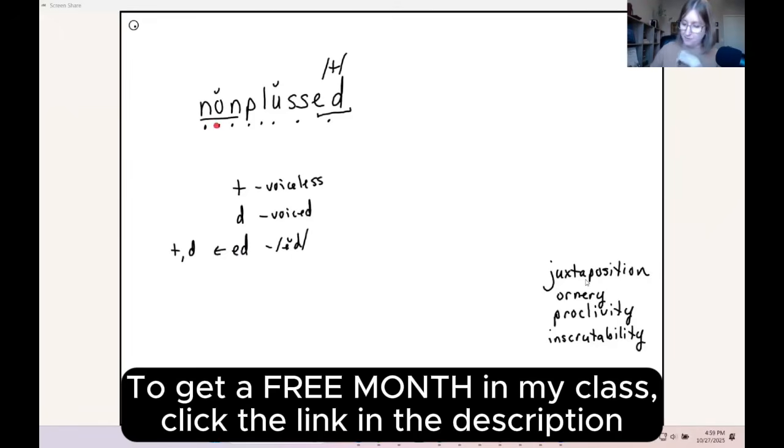So we have nonplussed. Nonplussed. That ed is saying t because the letter before it is voiceless. Just for fun, what would that word have said if there was only one S in it? If there was only one S, now that U has to be long. It has to say its name, and it would say nonplused. Nonplussed. So that's why there are two S's.